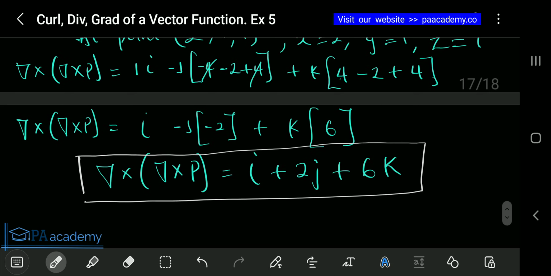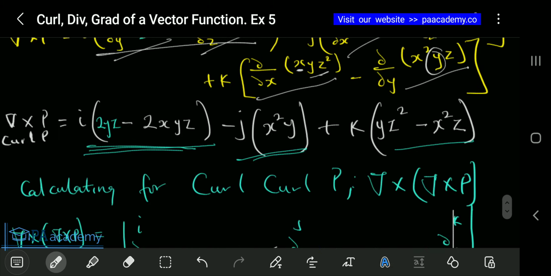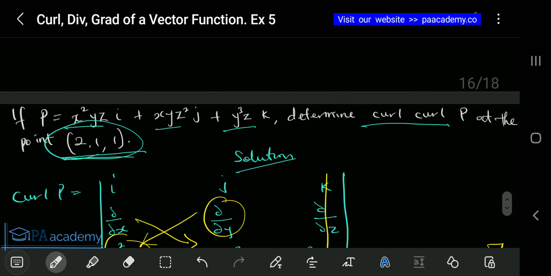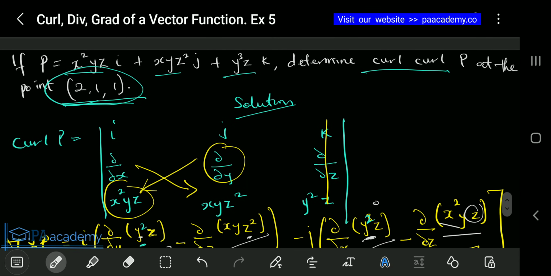So this is what you are going to get. Let me know in the comment section if you're able to get the same answer as what we have here. So that is it on curl when you have multiple functions in one, multiple operations.